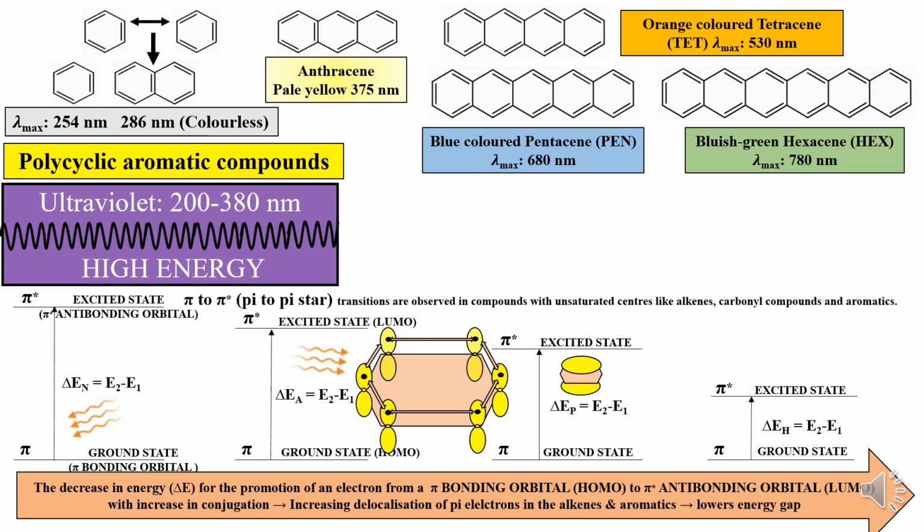So in case of benzene and naphthalene, very high energy is required to bring about the transition from the ground state to the excited state. Now the wavelength of the ultraviolet region ranges from 200 to 380 nanometers. So the transition of pi electrons from the ground state to the excited state in case of benzene and naphthalene needs higher energy, and therefore absorption occurs in the UV region.